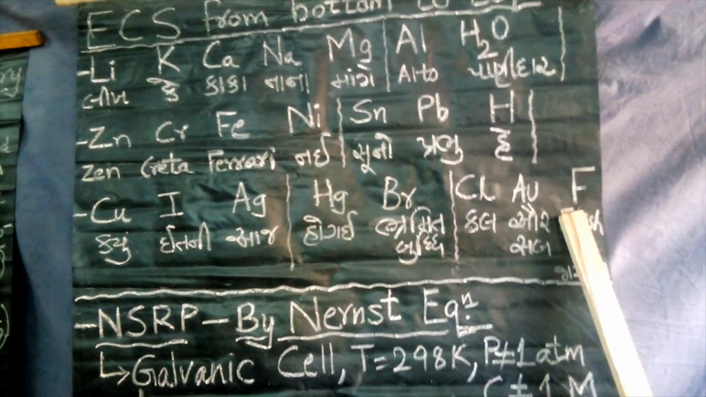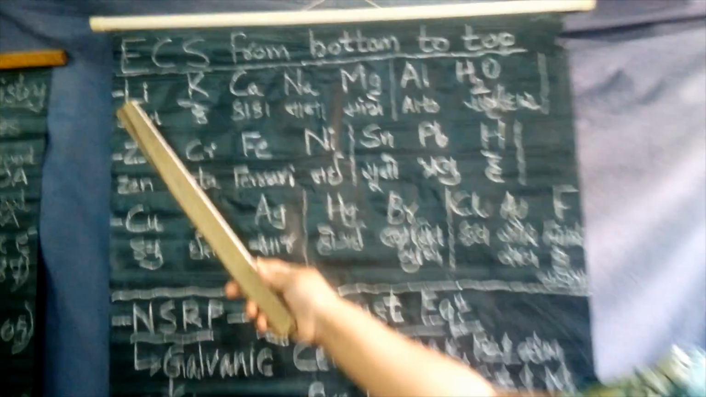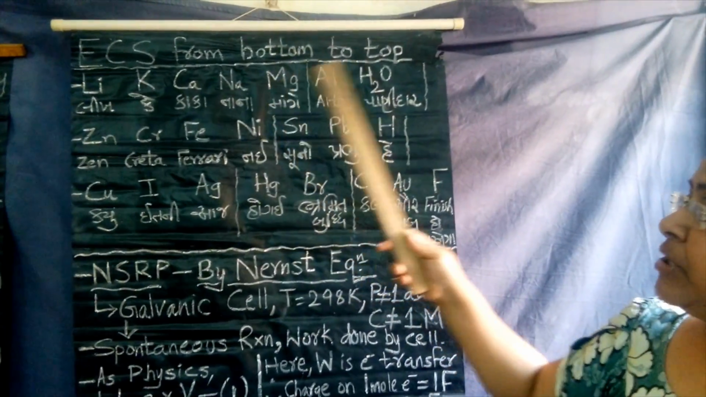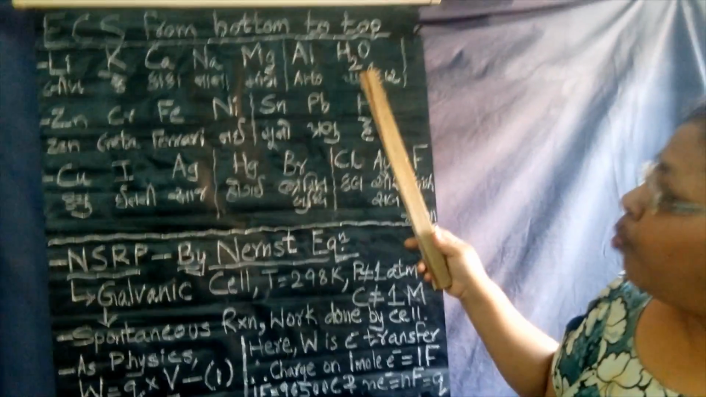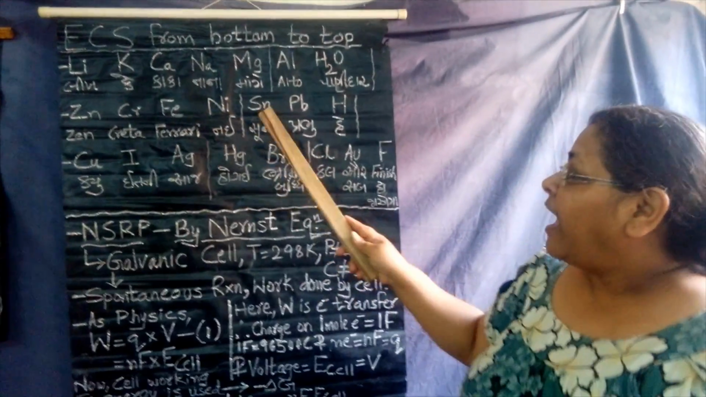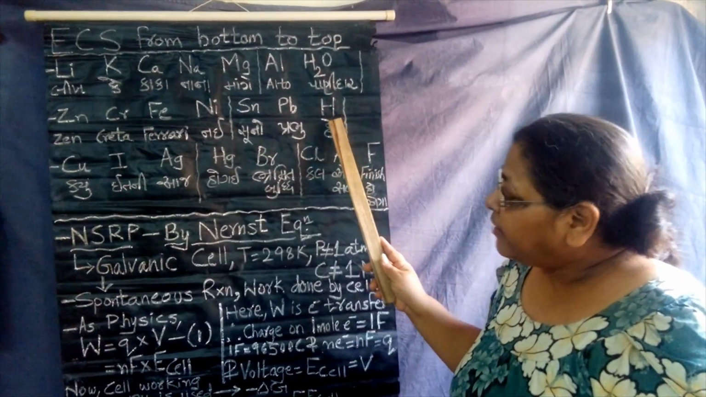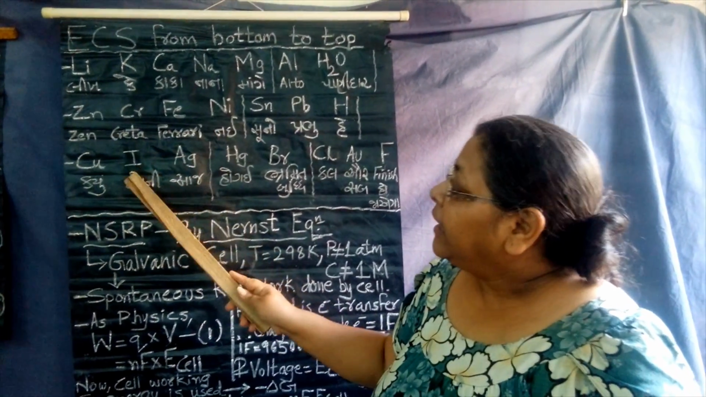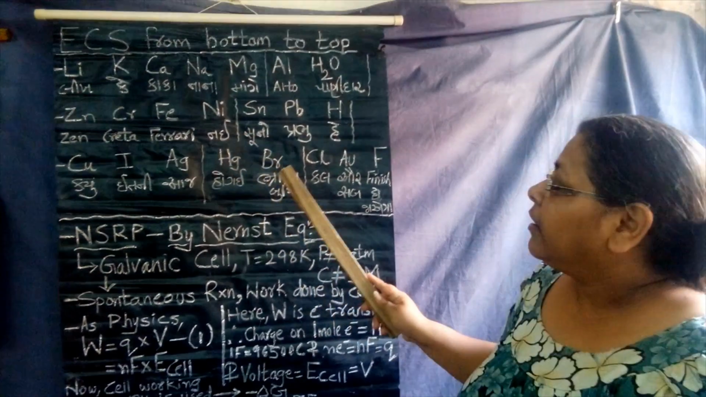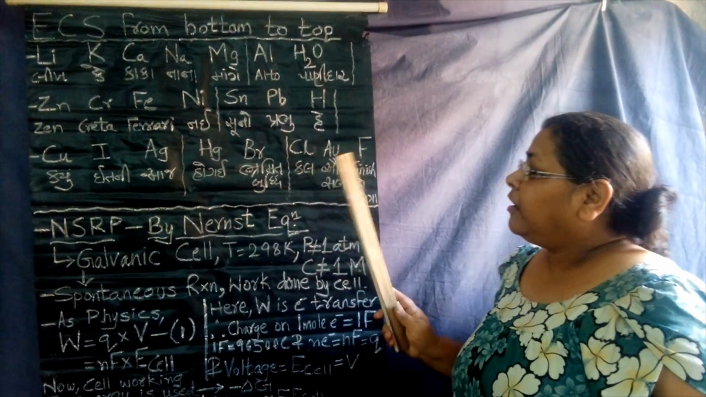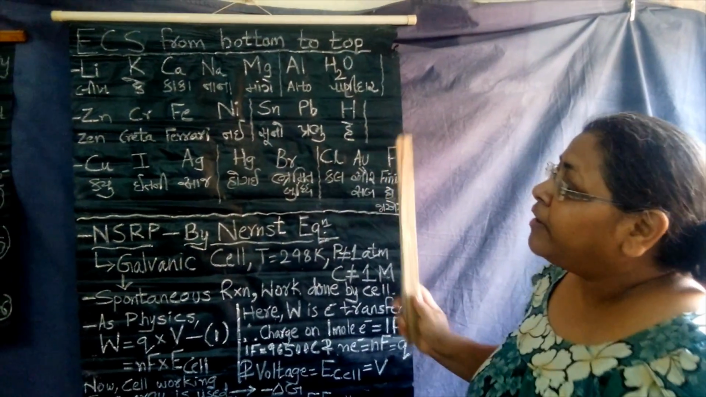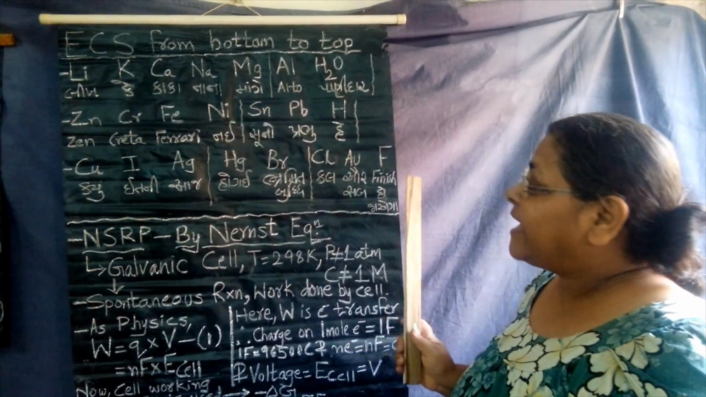Now let us see: lithium, potassium, calcium, sodium, magnesium, aluminium, water, zinc, chromium, iron, nickel, antimony, lead, hydrogen, copper, iodine, silver, mercury, bromine, chlorine, aurum gold and fluorine. This is how you will remember the ECS.